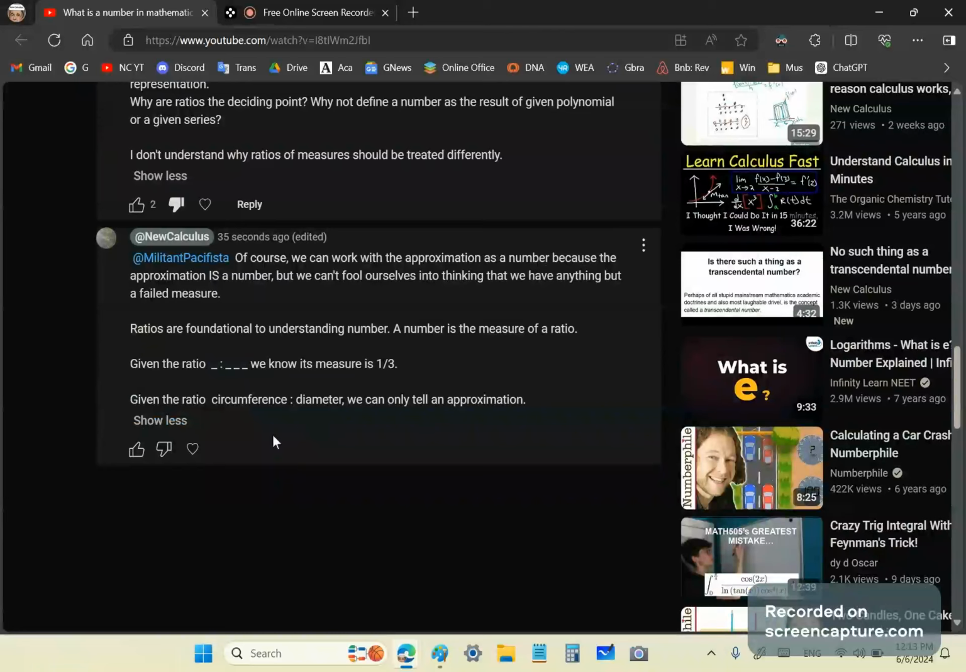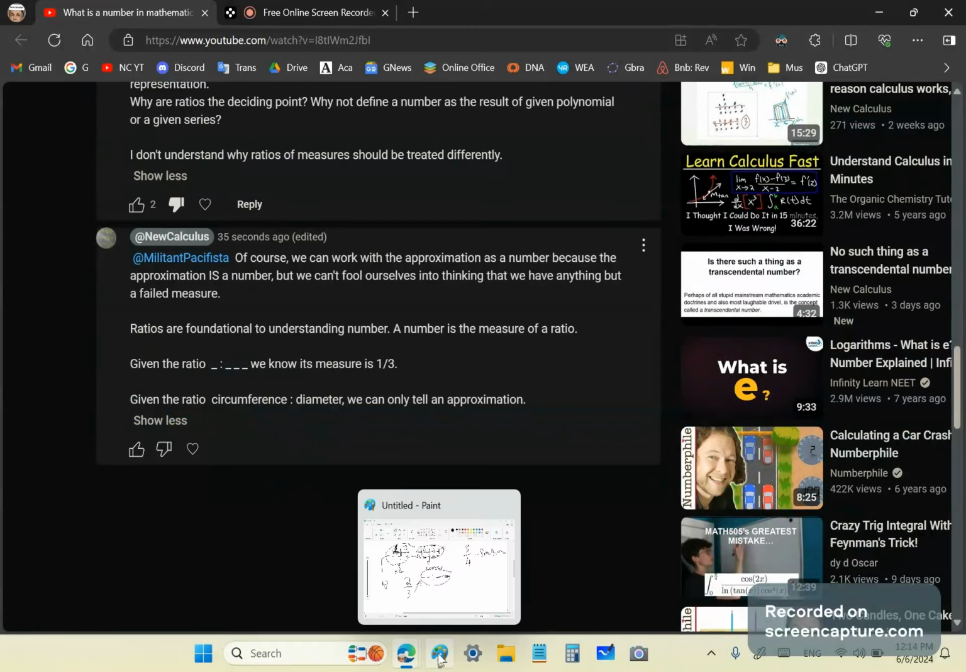And so we count the number of equal blocks or equal lengths or equal masses in both the aliquot parts of the ratio. And that's how we get the number. So if we have the ratio circumference to diameter, we can only tell an approximation. In other words, the measure is not complete. There is no magnitude that can measure both the circumference and the diameter.